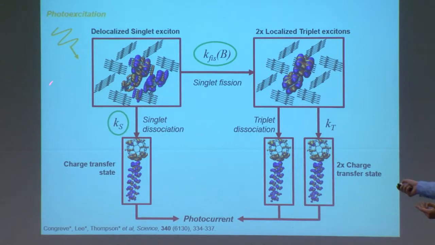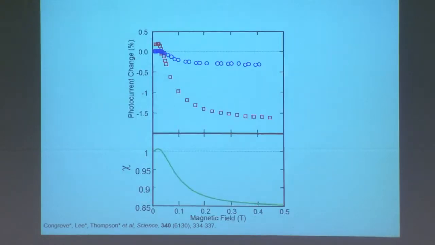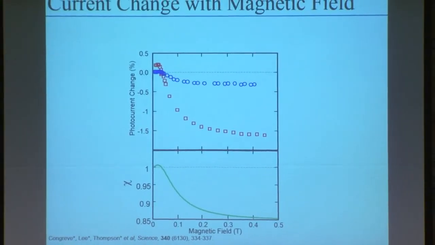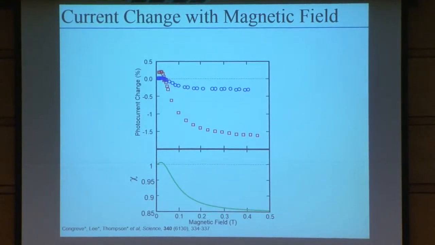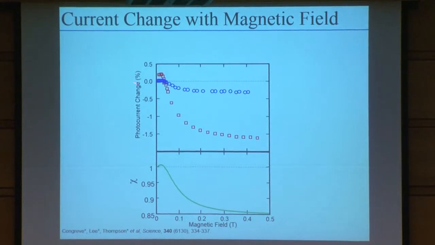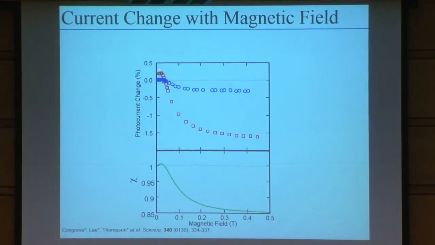And so what's important here is the competition between these two rates, the singlet dissociation and the singlet fission. And the nice thing is, as I said before, the singlet fission rate is magnetic field dependent. So we can use that to examine what's happening in our device. And just as a reminder, this is what the fission rate looks like as a function of magnetic field. And we can see a matching photocurrent change when we monitor our devices.